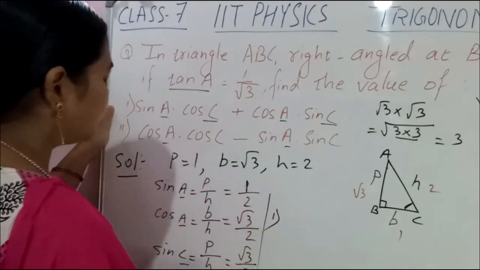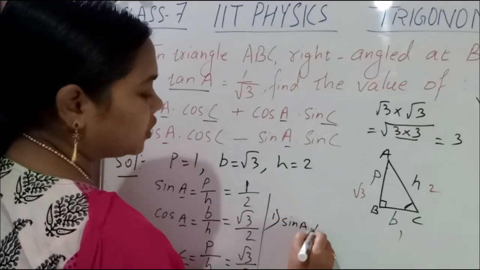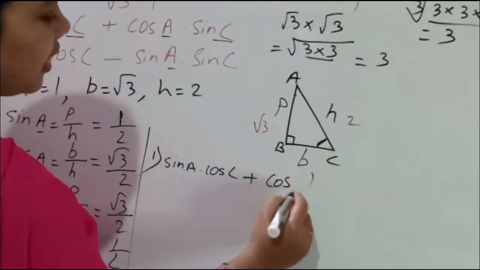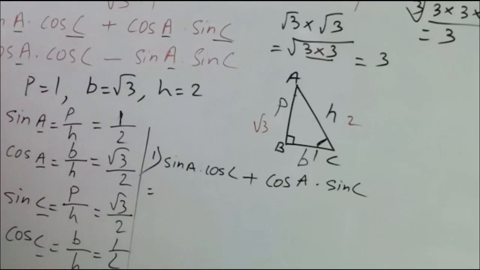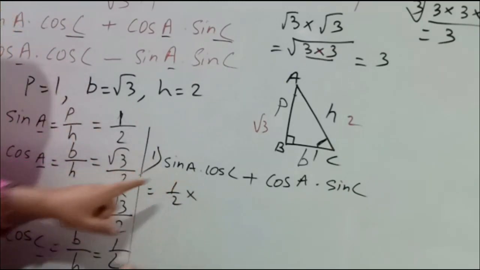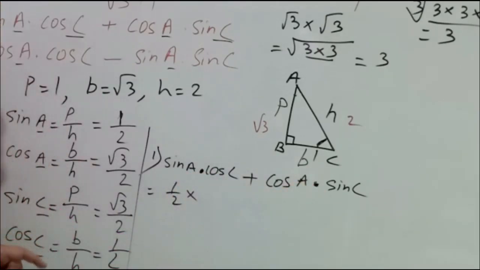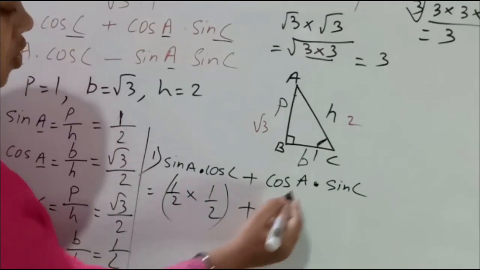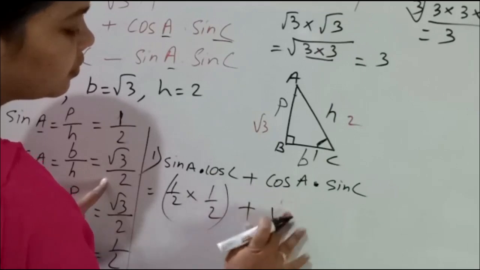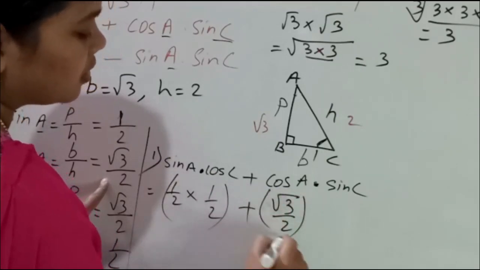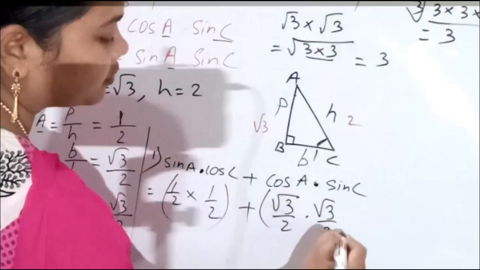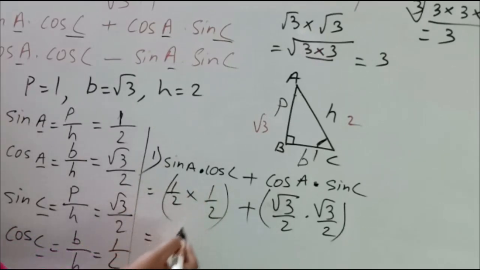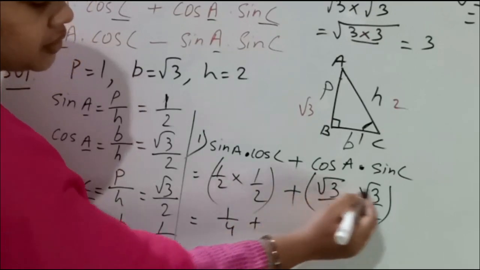The first question is: sin A into cos C plus cos A into sin C. Sin A value is 1 by 2, into cos C, which is 1 by 2, where the dot means multiplication, plus cos A, which is root 3 by 2, into sin C, which is root 3 by 2.